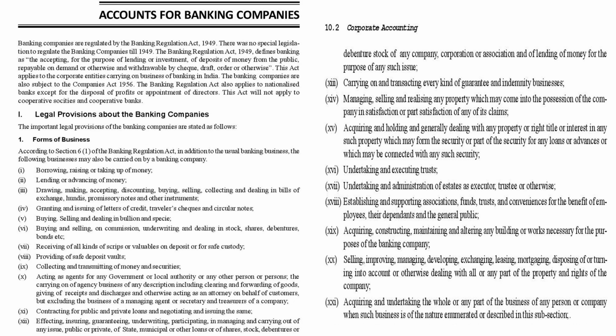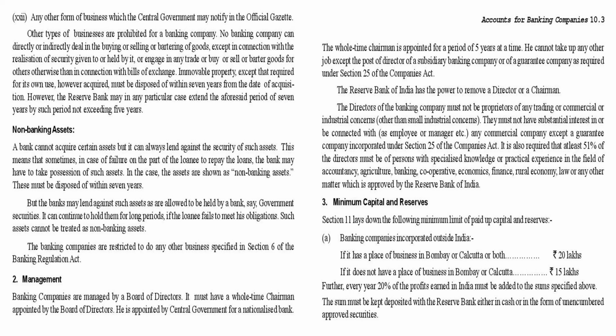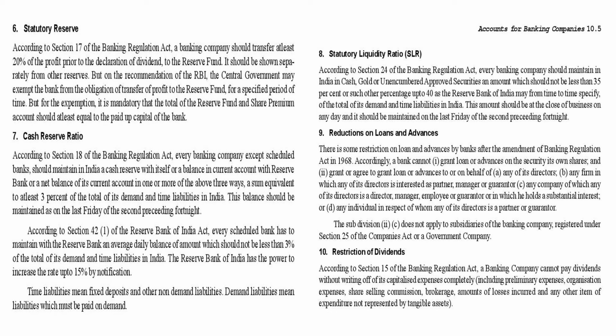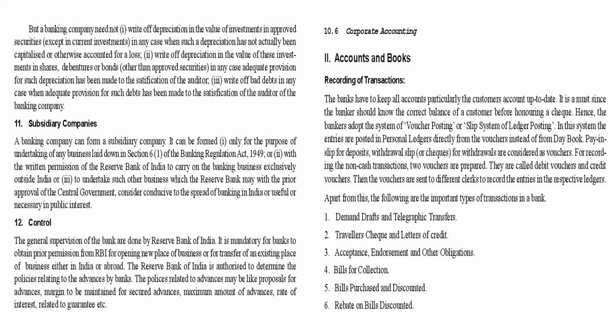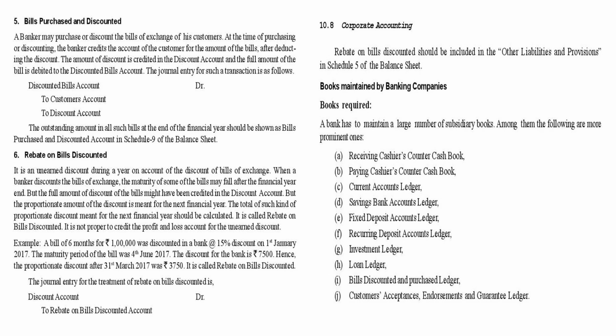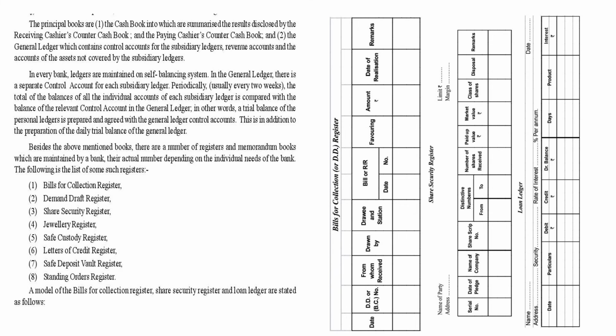Form A, the balance sheet, is divided into 11 schedules. The first five are for the capital and liabilities, and the next six are for the assets. In the capital and liabilities, among the first schedules, the first one is capital, second is reserves and surplus, third is deposits, fourth is borrowings, and fifth is other liabilities and provisions.